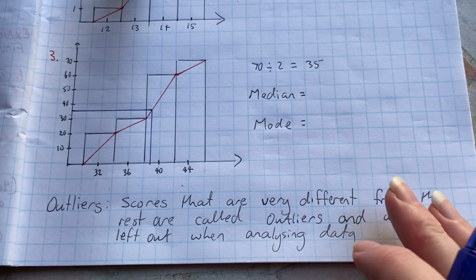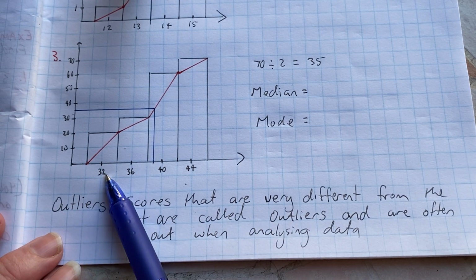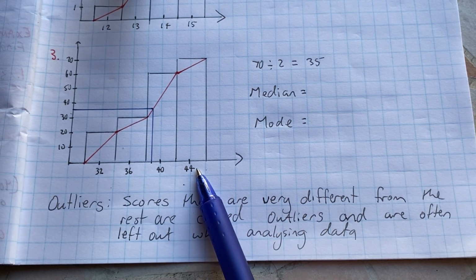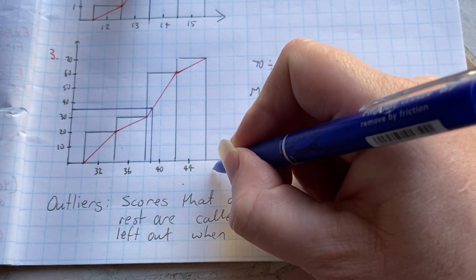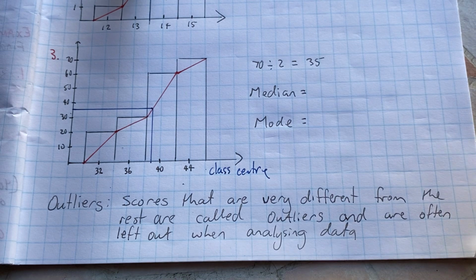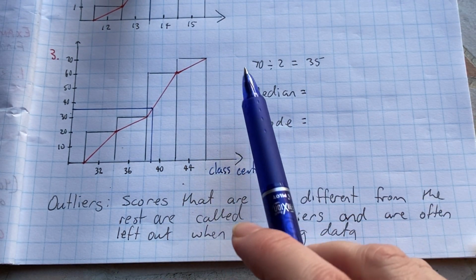Now this last one, if you look at these numbers on the x-axis, 32, 36, 40, 44, because they're spaced apart, this is grouped data. So these are class centres. It should really say that on the axis as well. All of these graphs should really have title, axes labelled, all of that kind of thing. I'll do that before the still shot.